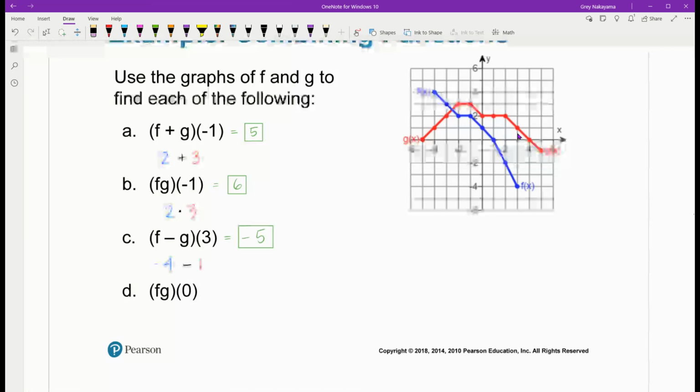fg of 0, the answer is not 0. Be careful. Okay, what is f of 0? Here is 0. So f of 0 is 1 times g of 0 is 2. And so 1 times 2 is 2. And that's all that is. Okay? If you have any difficulty with that or need more examples, please come see me.